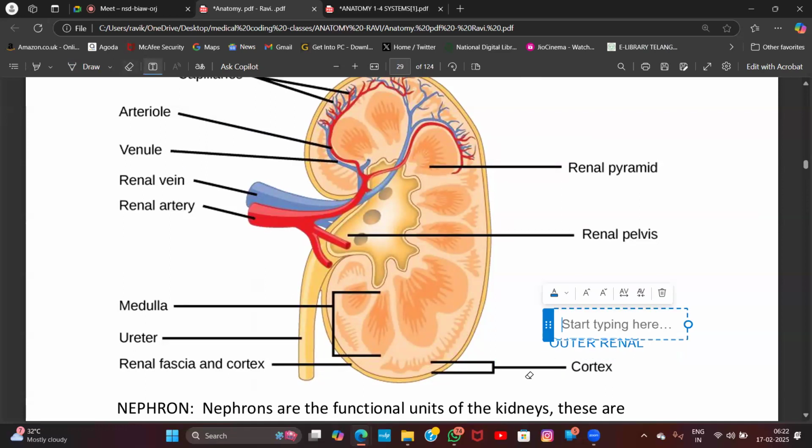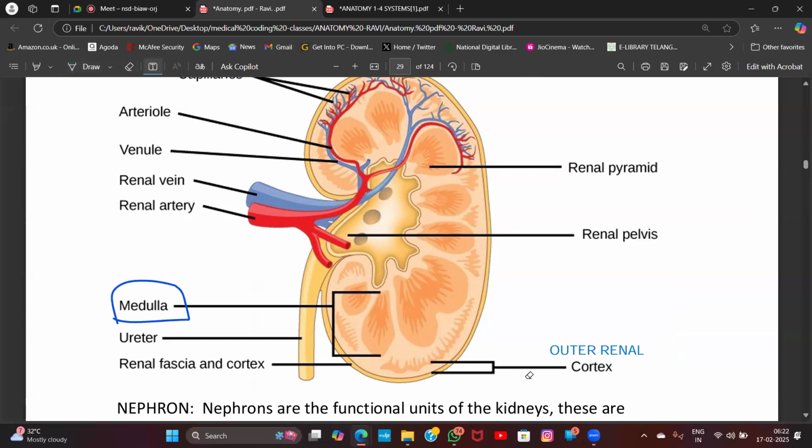The inner part, the inside structure of the kidney, is called the renal medulla. The kidney is divided into two parts: the outer renal cortex and the inner renal medulla.